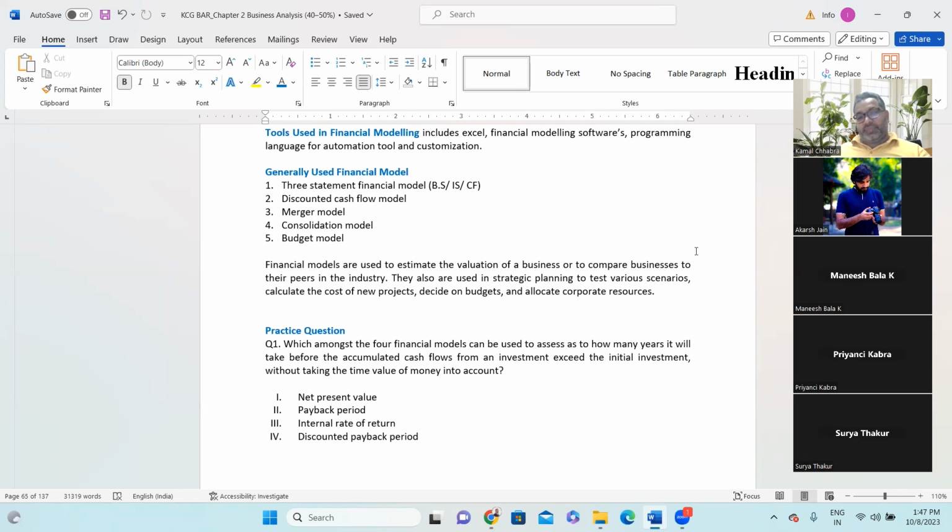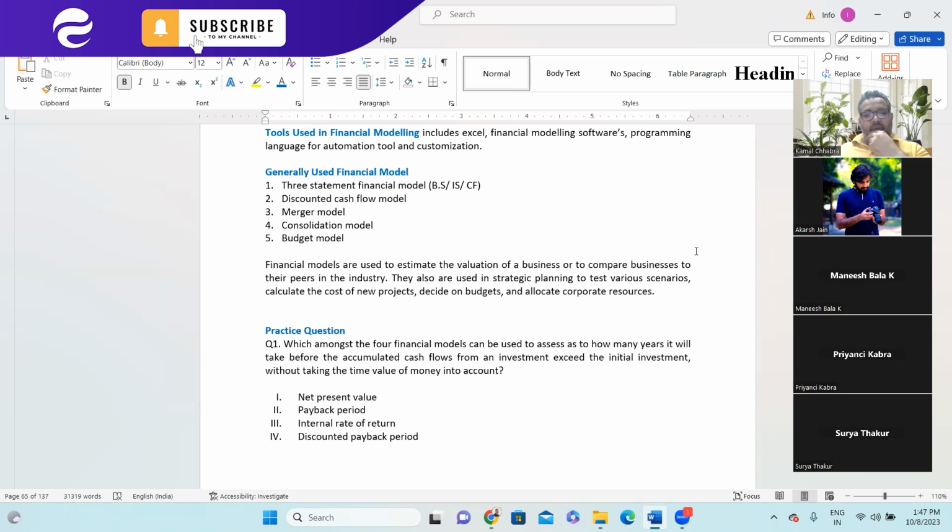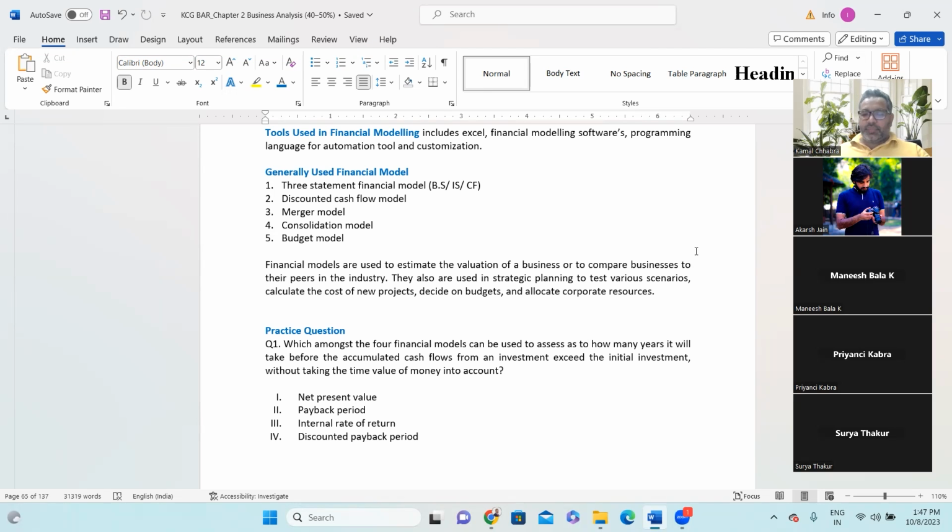So which option is correct? What is the call of the question? Which among the four financial models can be used to assess how many years it will take before the accumulated cash flow from an initial investment exceeds the initial investment? Payback period or internal rate of return? Payback period, yes, because internal rate of return also uses the present value method. Correct, right? So the second option is correct, right? Manish, Pranshi, Surya.